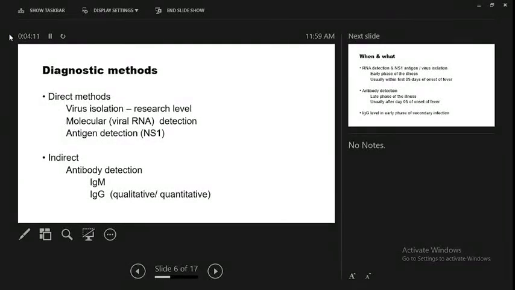For diagnosis, there are two main methods. One is the direct methods: we can do viral isolation, molecular methods like detection of viral RNA, or dengue NS1 antigen detection. And there are indirect methods: we can go for IgM antibodies and IgG antibodies.